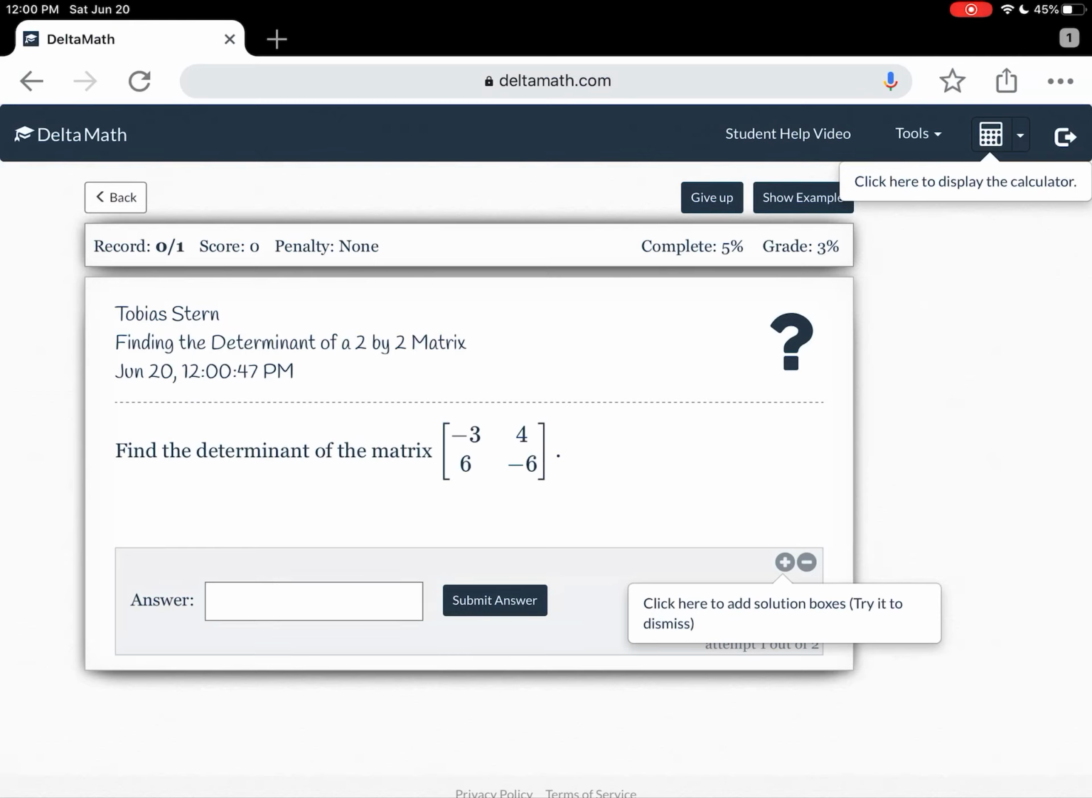Okay, let's try one more. You're going to learn what the determinant is when you watch the videos, the determinant of a matrix. For a 2x2 matrix, it just means the product of the elements on the main diagonal, which goes down to the right, minus the product of the elements on the off diagonal, which goes down to the left. So I want to take the product -3 times -6, and then subtract away from that the product 6 times 4. Okay, so -3 times -6 is positive 18, and then subtract from that 6 times 4, which is 24. So what is that? -6.